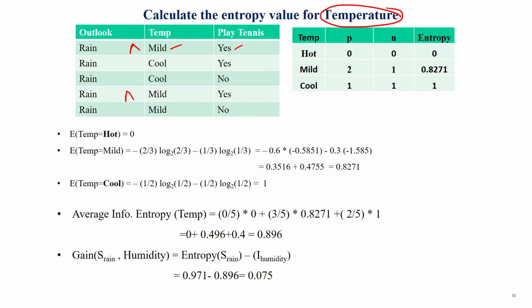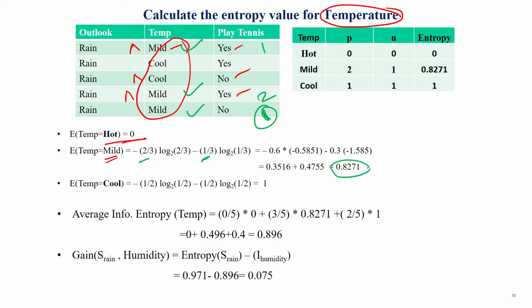yes. When rainy and temperature is mild, there is a possibility of playing. When rainy and temperature is cool, no possibility. When substituting the values, for temperature hot there is no sample, so entropy is 0. When mild, we have three samples: the first sample, fourth sample and fifth sample. Among these, two yes and one no. So we have two positive samples and one negative sample.